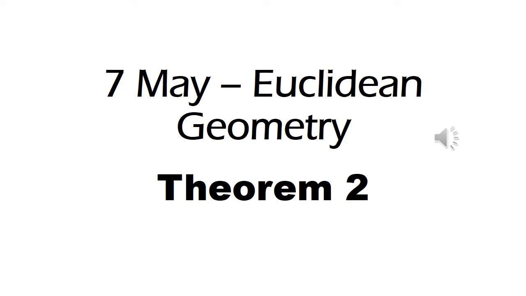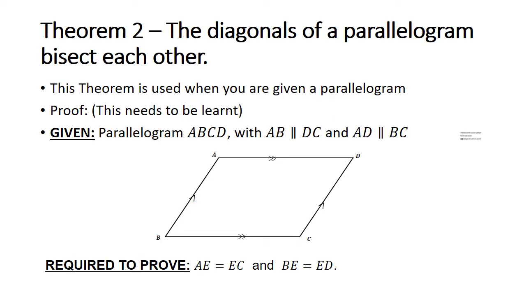And then we're carrying on today with Euclidean Geometry, and we are going to be doing Theorem 2 today. So Theorem 2, we are going to be proving that the diagonals of a parallelogram bisect each other. Now this theorem is used when you're given a parallelogram. So they will state ABCD is a parallelogram. This proof needs to be learnt, just like Theorem 1, it is examinable.